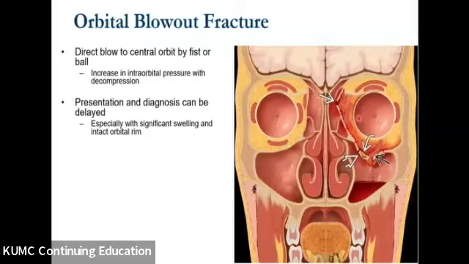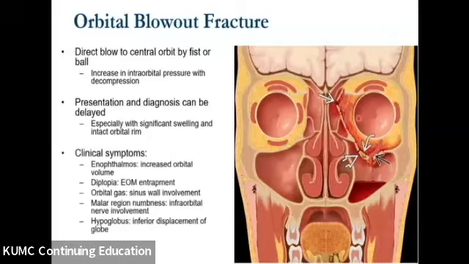So the presentation and diagnosis can be delayed. These patients can have significant swelling and they can have an intact orbital rim, which can make it challenging for clinicians to diagnose this clinically. Clinical symptoms are what you would suspect. Anytime you have an orbital blowout fracture, you technically increase the orbital volume, so your globe will shrink back a little bit in your orbit. Diplopia, if you have extraocular muscle entrapment. You can have quite a bit of gas in the orbit with these because there's communication with the adjacent paranasal sinus. And then malar region numbness.